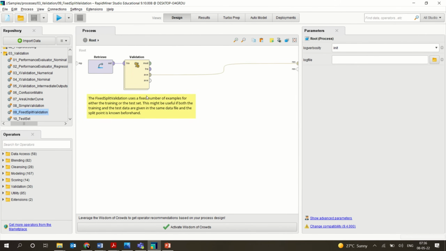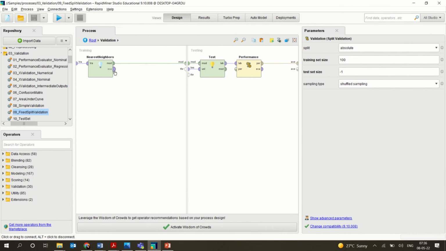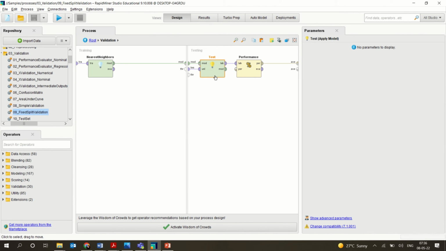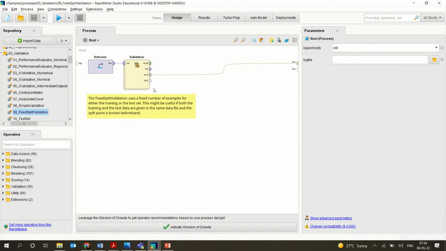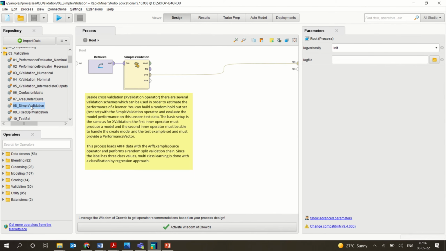Here what you do is use a fixed number of examples for the training and testing data set. This is exactly the same thing, but you are using a fixed number of data for the training and the testing. That is your fixed test. This is shuffled sampling. Your split here is absolute, and this one is relative.